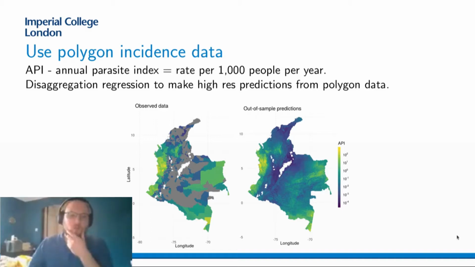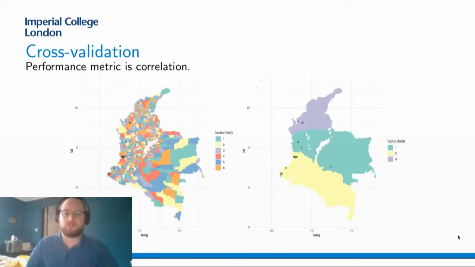We have been using these methods called disaggregation regression, where we use polygon data to make predictions at a high resolution. I'm not going to talk too much about the details of how that works, but that's our baseline model, this disaggregation regression. In the work that follows, I'll be using two cross-validation schemes.